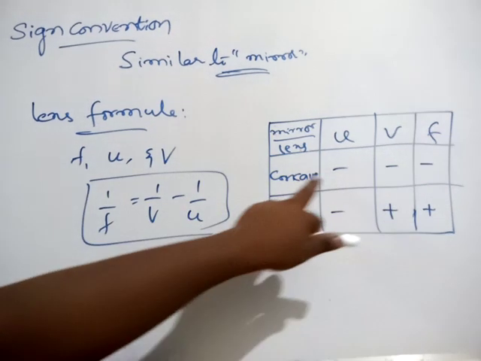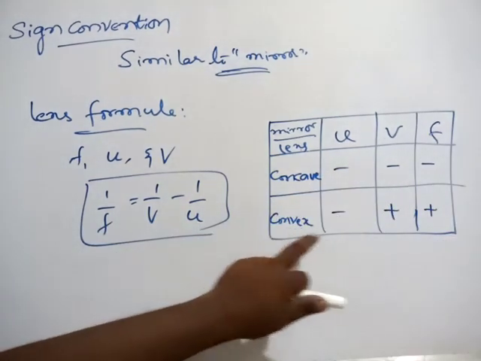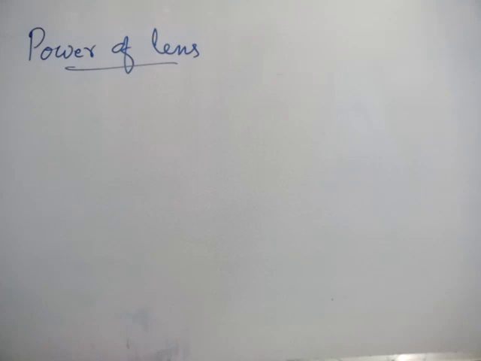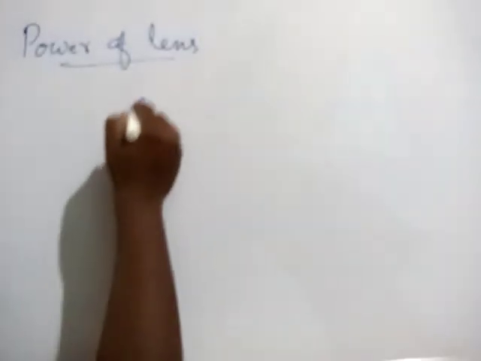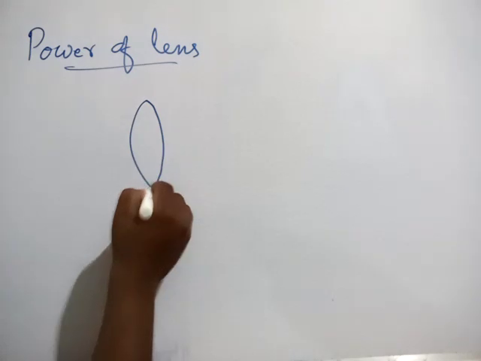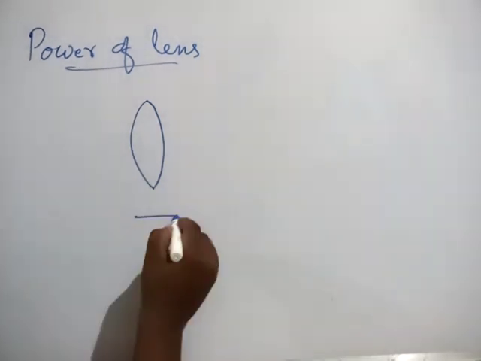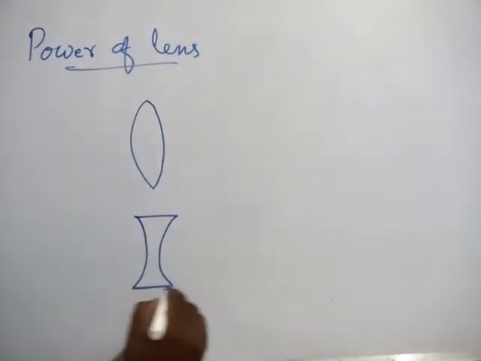V for concave all negative only, but convex except U all positive. Last concept, children, power of the lens. We know convex lens is a converging lens, concave lens is a diverging lens.